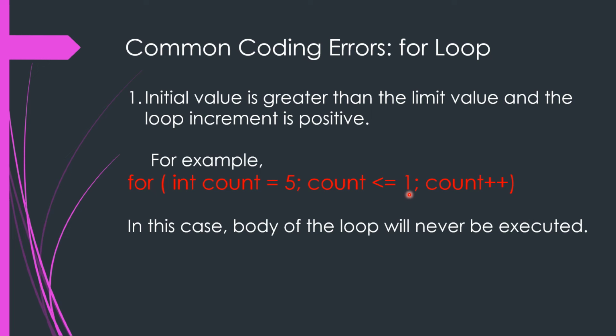So after testing this condition, the loop will increment the value, but it will still be false. And it will always be false because the values which we will get, like 5 plus 1 is equal to 6, 6 plus 1 is equal to 7, all these values will be greater than 1 and not less than or equal to 1. So in this case, the body of the loop will never be executed, and this is the error that we have committed here.